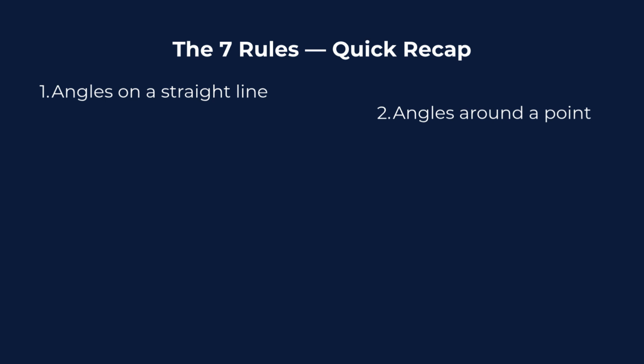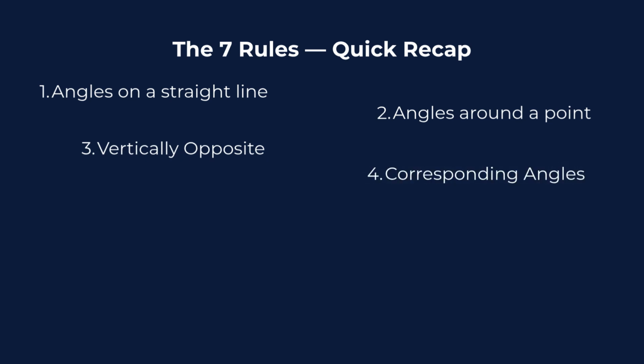Rule 3. Vertically opposite angles are equal. Rule 4. Corresponding angles are equal, F-shape. Rule 5. Alternate angles are equal, Z-shape. Rule 6. Co-interior angles add to 180, C-shape. Rule 7. Sum of interior angles equals n minus 2 times 180.